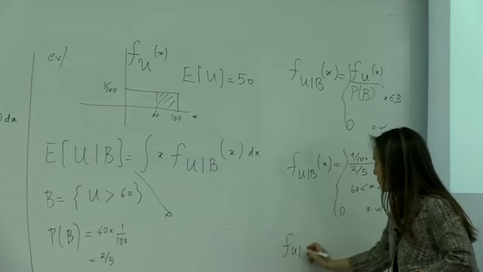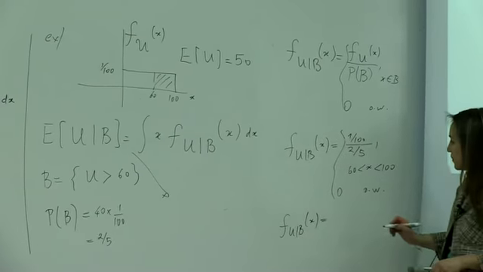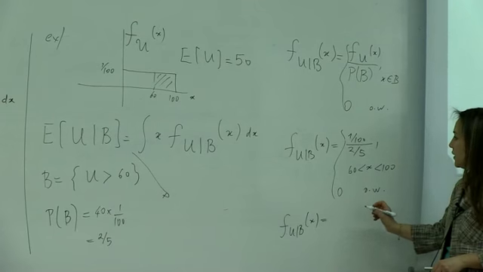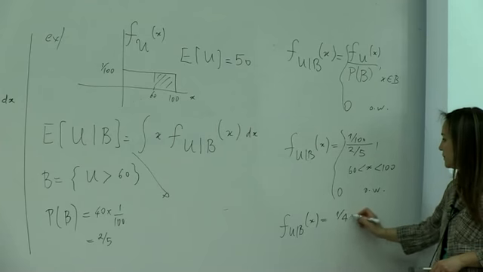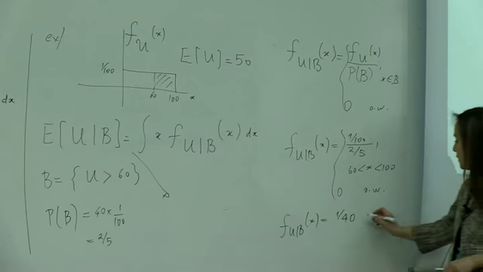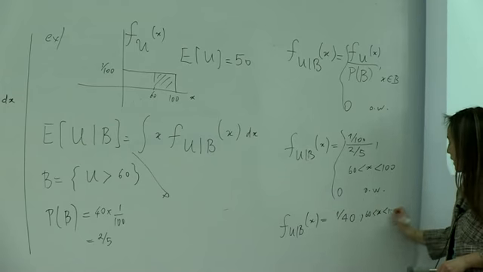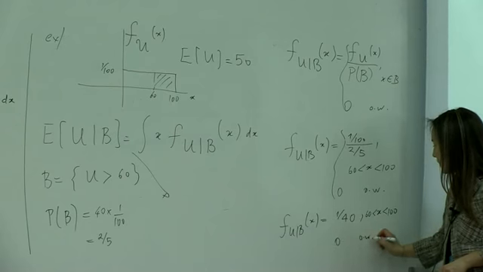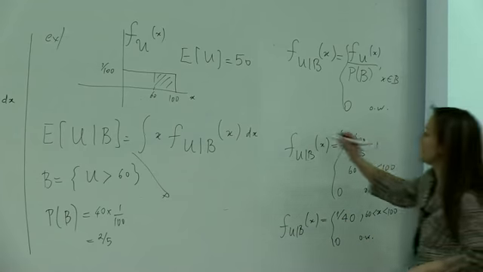We get that f of x given B is equal to 5 over... 1 over 40 if x is between 60 and 100 and 0 otherwise. So, as expected, it is uniform between 60 and 100.